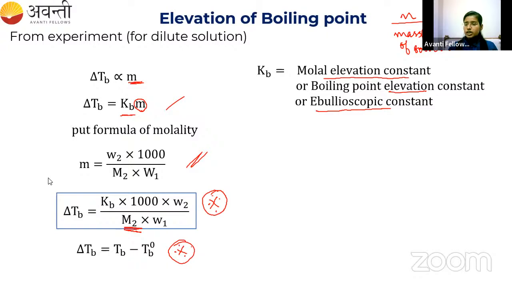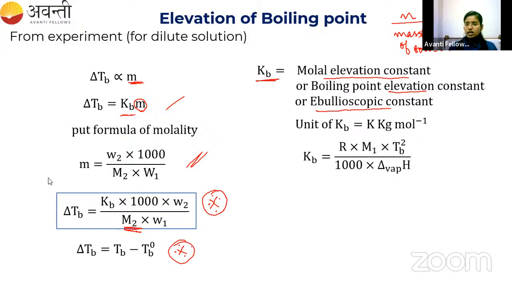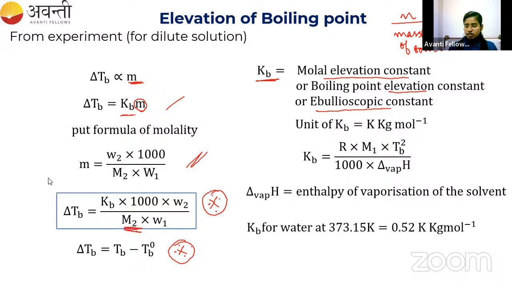So we also have a unit for Kb. This ebullioscopic constant has units: Kelvin kilogram per mole. And this Kb has one more relation: R into M1 into Tb square divided by 1000 into delta H of vaporization. What is delta H of vaporization? Enthalpy of vaporization of the solvent. And the Kb for water at 373 Kelvin, which means at 100 degrees Celsius, is 0.52 Kelvin kilogram per mole.